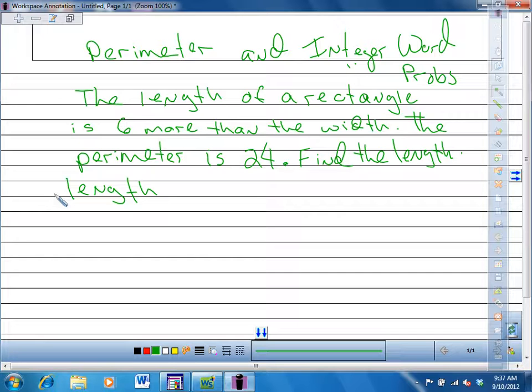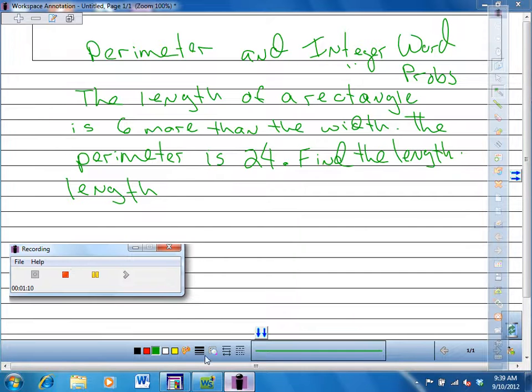Okay. Should they write the problem at the top so they know what they're talking about? Yeah, that would be good. Why don't you write down the problem up in the top? Okay, write down that problem at the very top, under where it says name and period and all that good stuff. Okay. So the length of the rectangle is 6 more than the width. The perimeter is 24. Find.